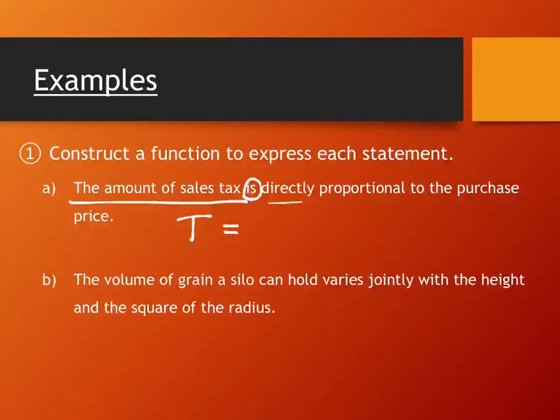It says directly proportional. Well, directly proportional, if you'll remember, means we had y equal kx. I've got a multiplication statement here. K is what I don't know. X has to be the other variable. Well, the other variable here described is purchase price. So I'm just going to use P for price. So T equals KP is a reasonable equation for how this is being described.